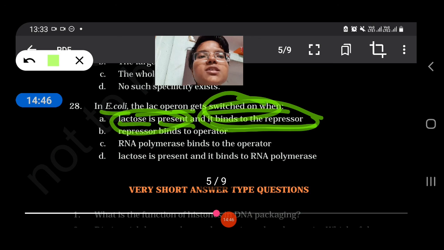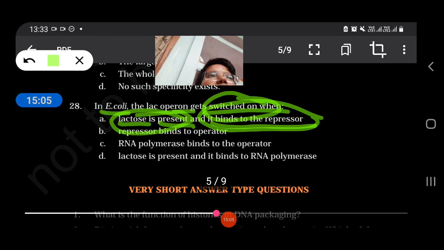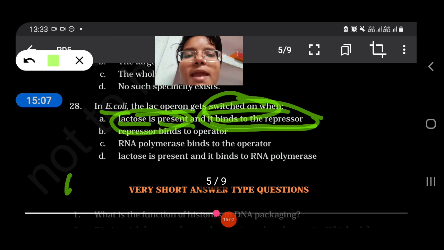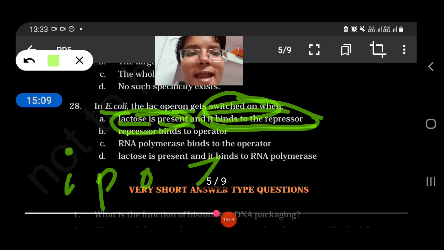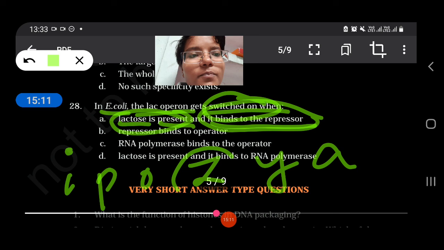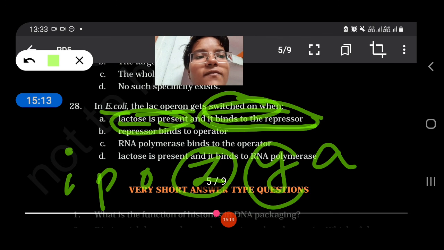In the presence of lactose, lactose binds with the repressor and prevents its binding to the RNA polymerase. So transcription and translation occur and the metabolism goes on. We can learn it by I P O Z Y A: Z for beta galactosidase, Y for permease, and A for transacetylase.